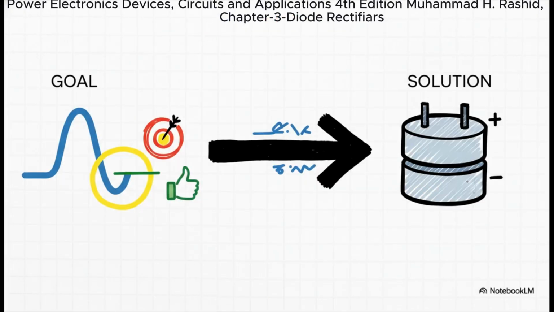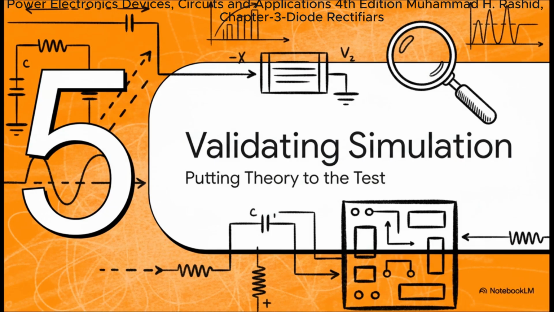So let's actually apply this. Following the example from our source material, the math tells us that to get our ripple down below that 5% goal, we need a 175 microfarad capacitor. And this is a perfect example of what engineering is all about. We take an abstract goal, less ripple, and we translate it into a concrete physical component that we can actually go out and buy. Okay, so we've done all the math.